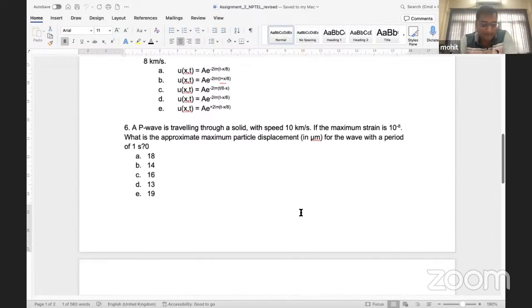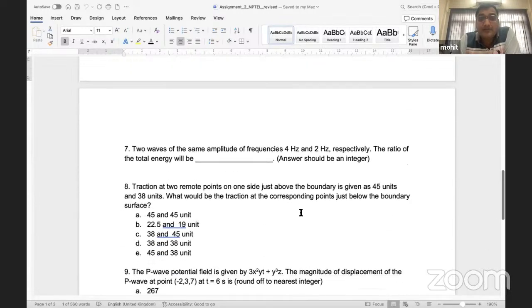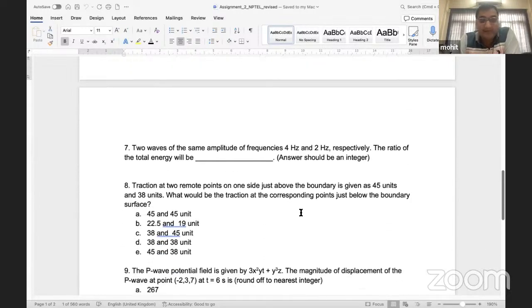Question number 7. Let's take this one. Two waves of the same amplitude with frequencies 4 hertz and 2 hertz respectively, the ratio of total energy. The amplitudes are the same, so the ratio of energy will be the square of the ratio of the frequencies. You just need to take the ratio of the frequencies, then square it. So it will be 4 square divided by 2 square, that is equal to 4. So the answer should be 4.